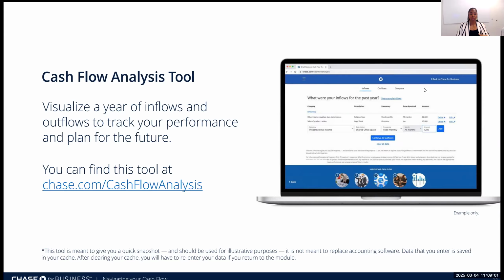So I love this, and this is a completely free tool that we'll send out, and some digital workbooks that we'll reference out to you guys. But this is the free cash flow analysis tool. You just go to chase.com/cashflowanalysis. I would highly recommend that you all do this within the next 30 days.